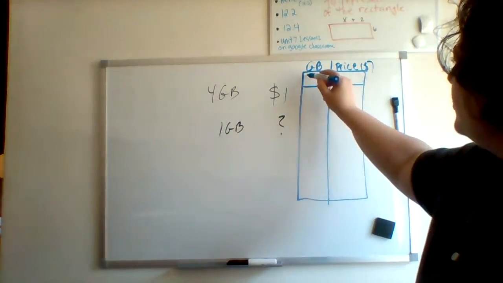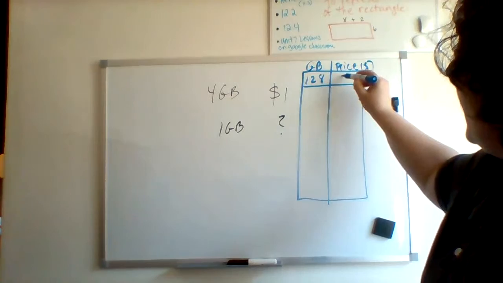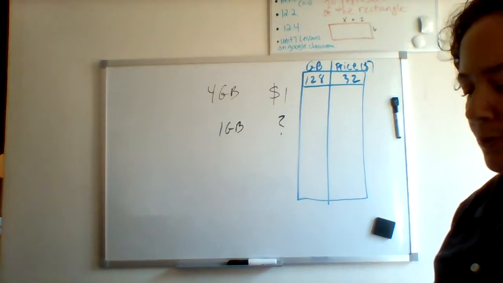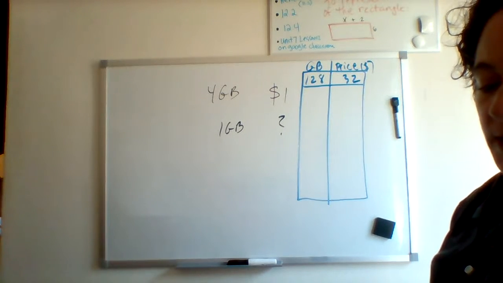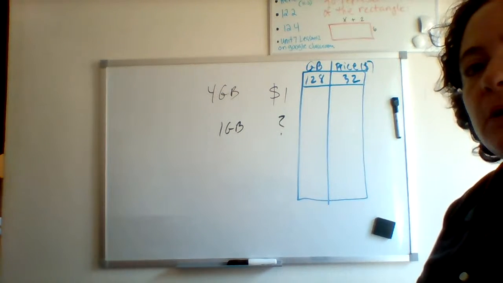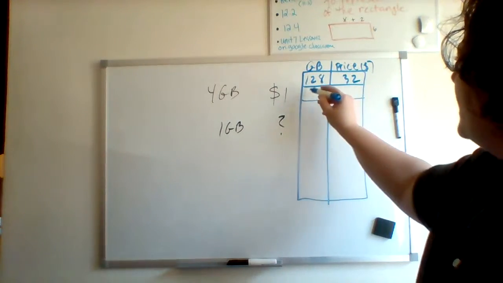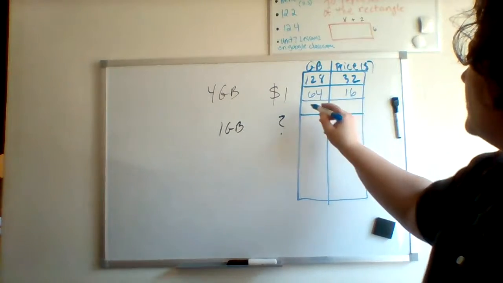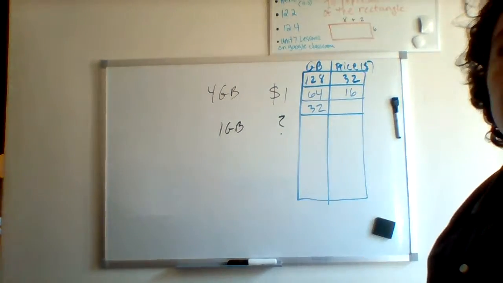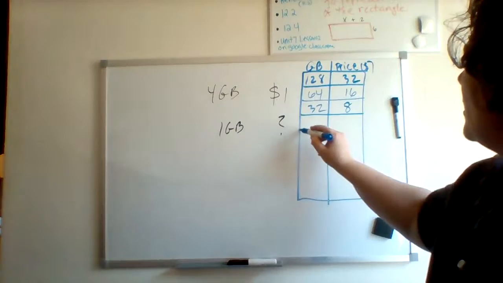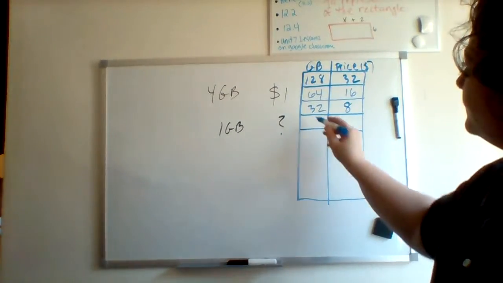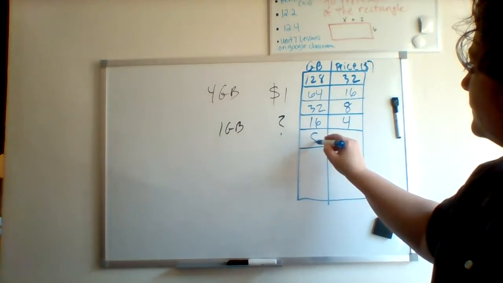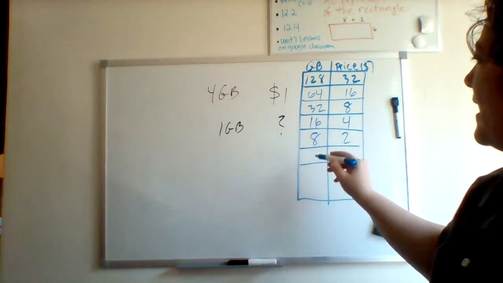They started us off with 128 and 32, and you already know, yes, keep dividing by 2. You already know what 128 is cut in half because you did that on the double number line. You guys told me that it was 64 and 16. Cut those in half again. What do you get? That was also on your double number line. Cut that in half again. Again. And again.